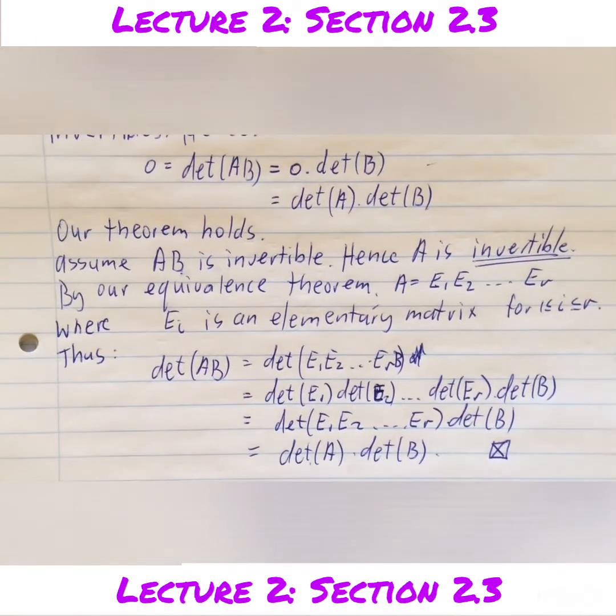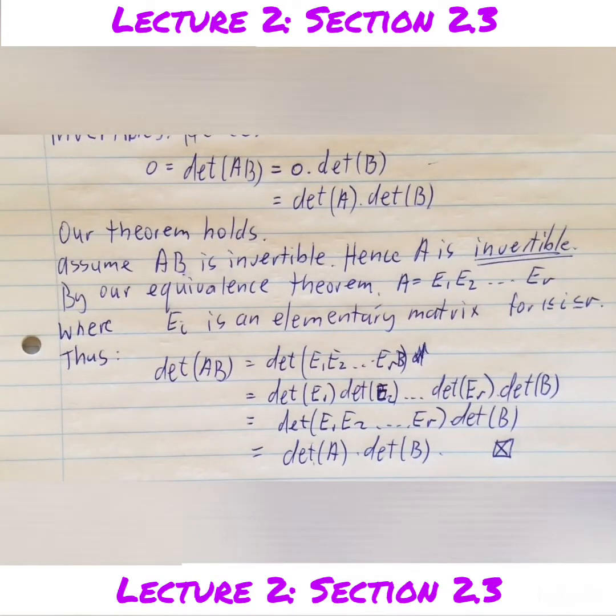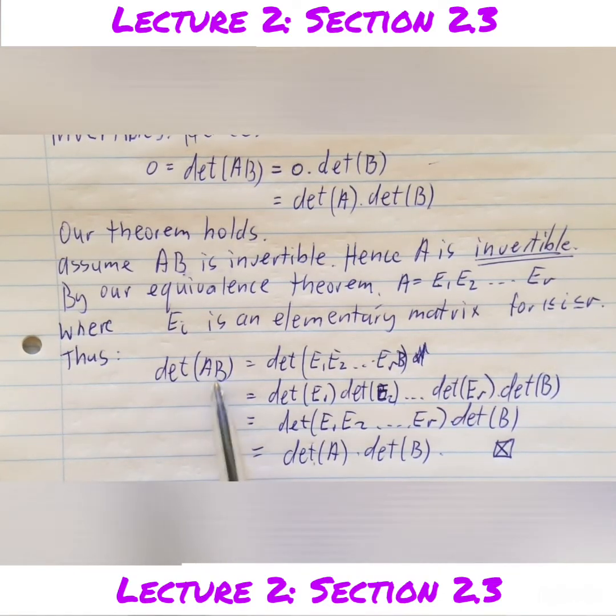So therefore, the determinant always distributes over the product between matrices. And in fact, if you have more than 2 matrices in your product, the determinant is still going to distribute in exactly the same way as it did over elementary matrices.